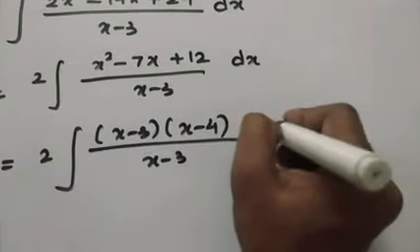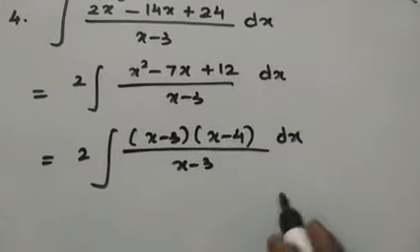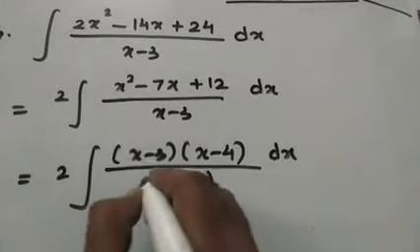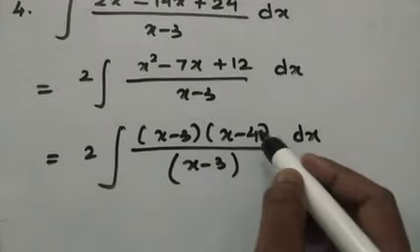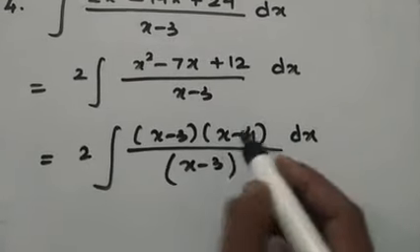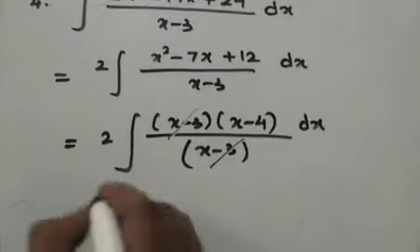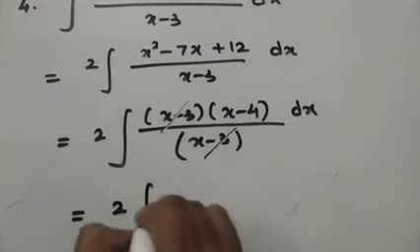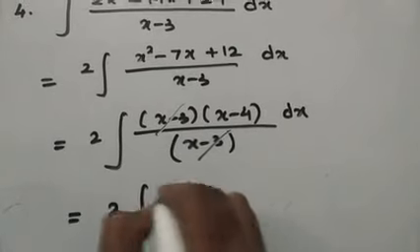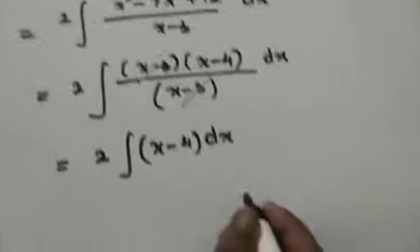x minus 3 divided by x minus 3. Now see what terms are cancelling here. After doing the middle term we got this, and from here we can see that x minus 3 and x minus 3 are the cancelling terms. So finally what we get is 2 into integration over x minus 4 dx.